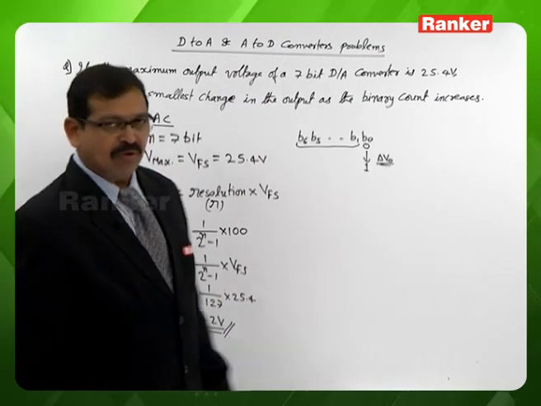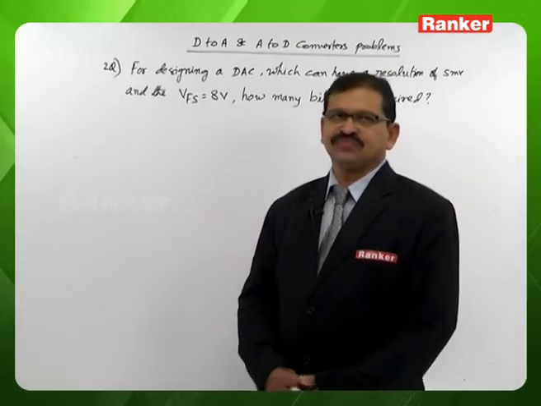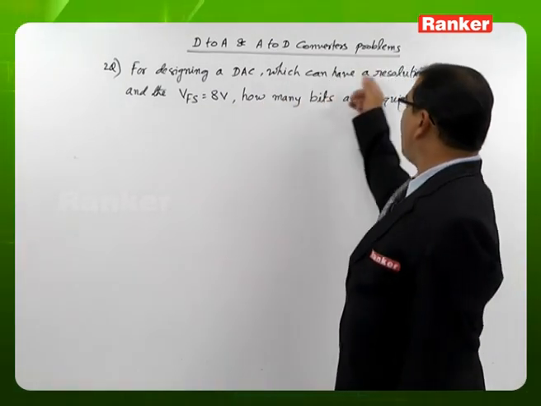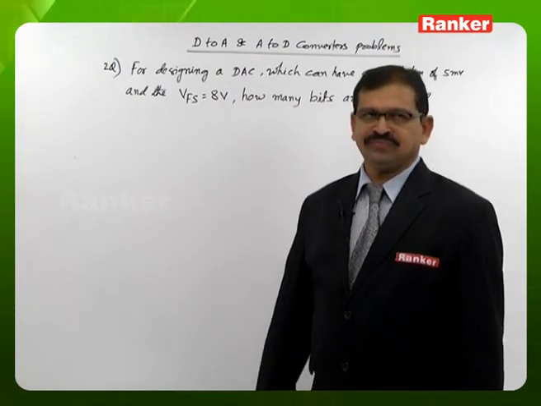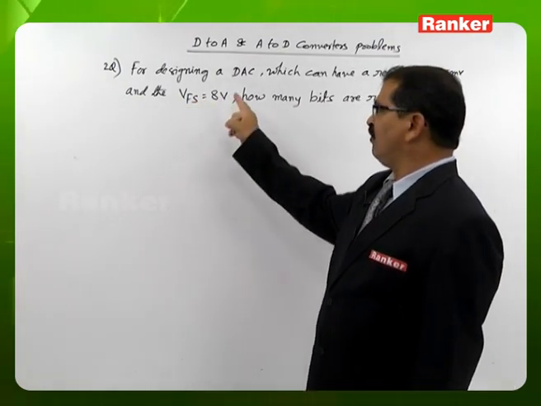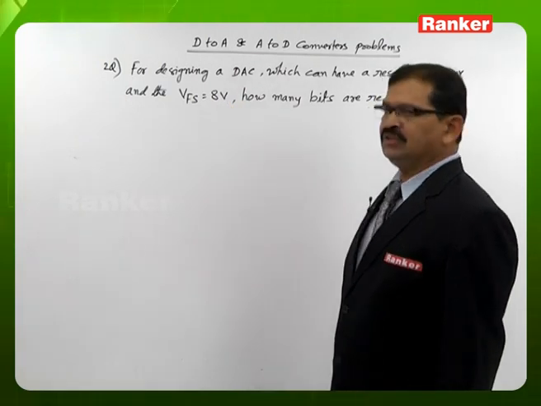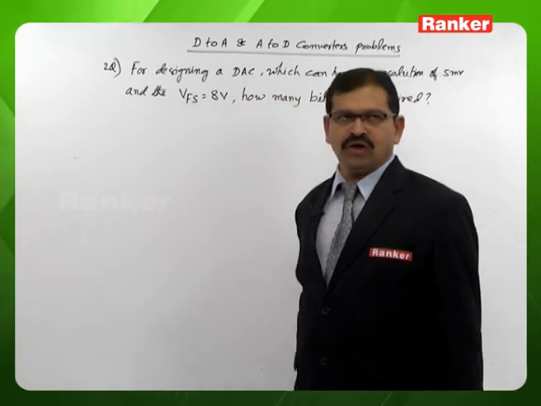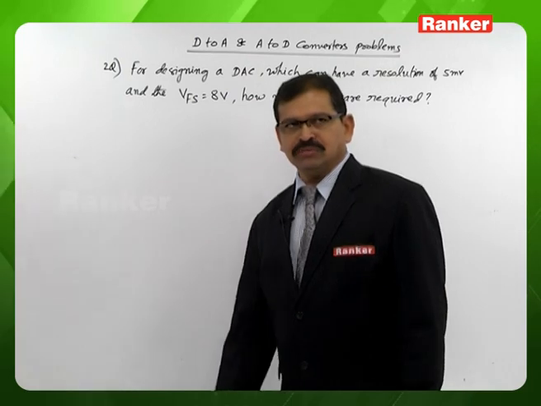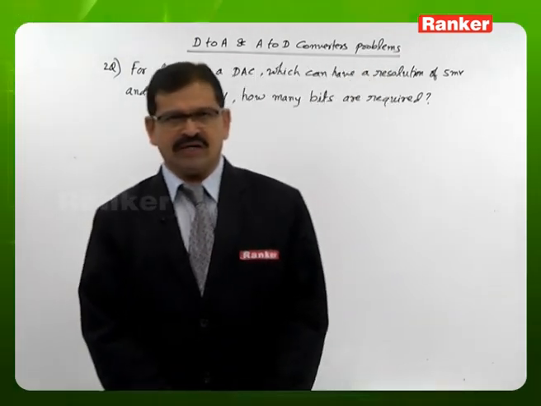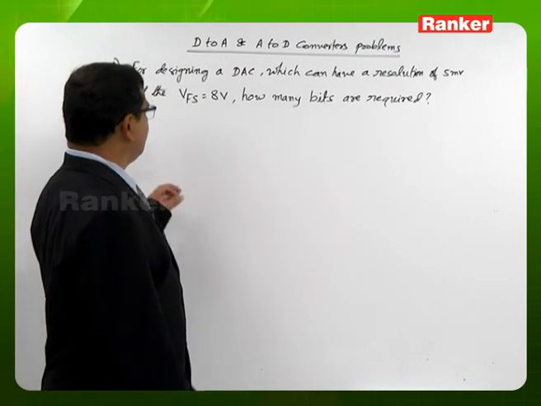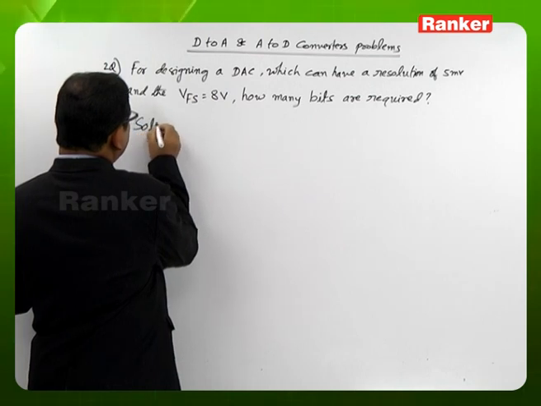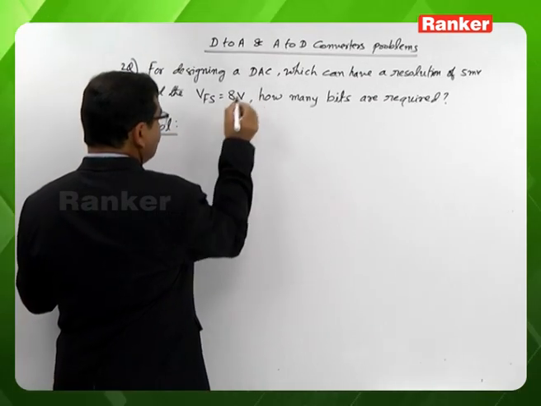So let us go to the next problem. So let us look at the next question. For designing a digital to analog converter which can have a resolution of 5 millivolts and the full scale voltage is to be 8 volts, the question is, how many bits are required for this digital to analog converter? So how many input digital bits are required? We want to design a digital to analog converter, and it needs to be with a resolution of 5 millivolts.